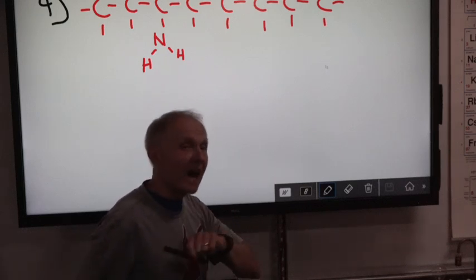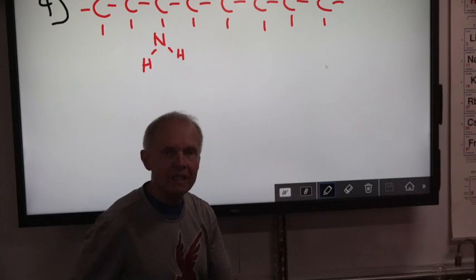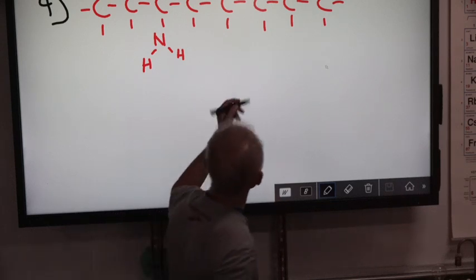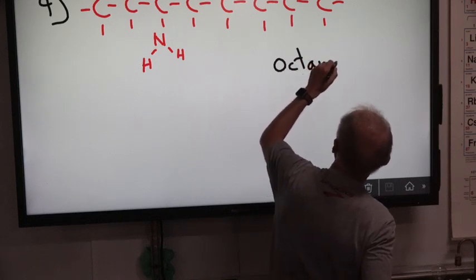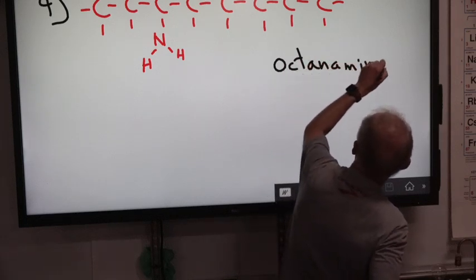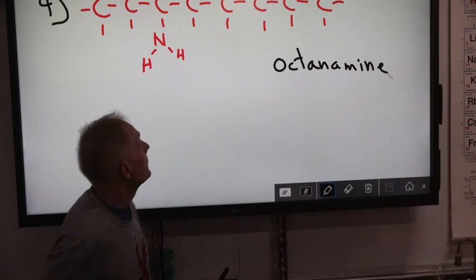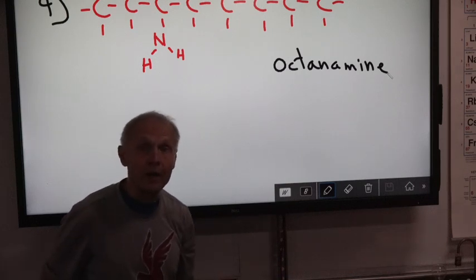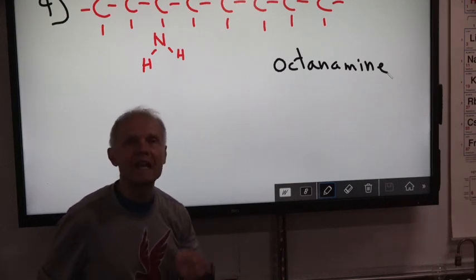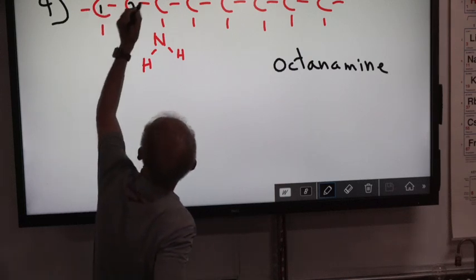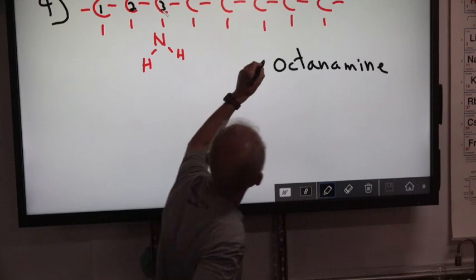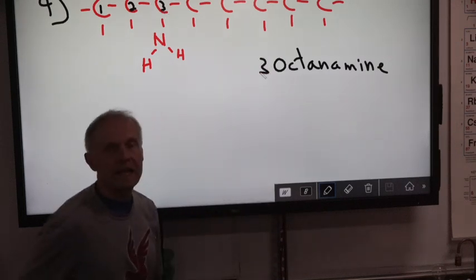So instead of octane, drop the E and add amine. So this is octanamine, but you've got to tell the person that's drawing it where the NH2, or the amine functional group, comes off. Well, 1, 2, 3. So this would be 3-octanamine.